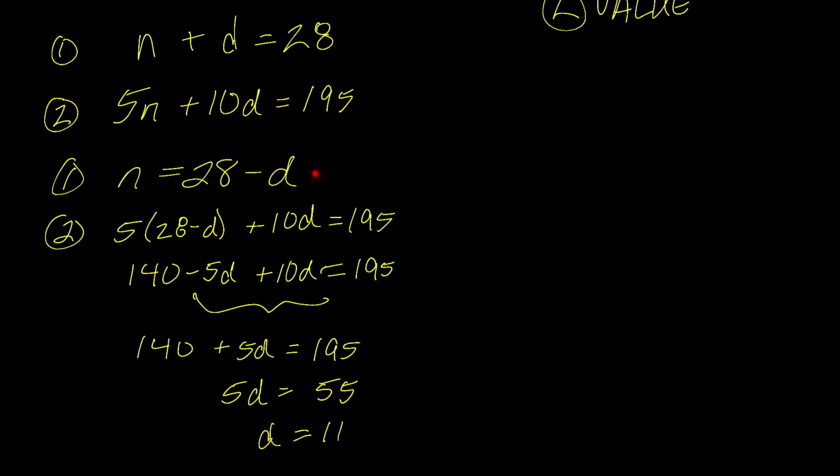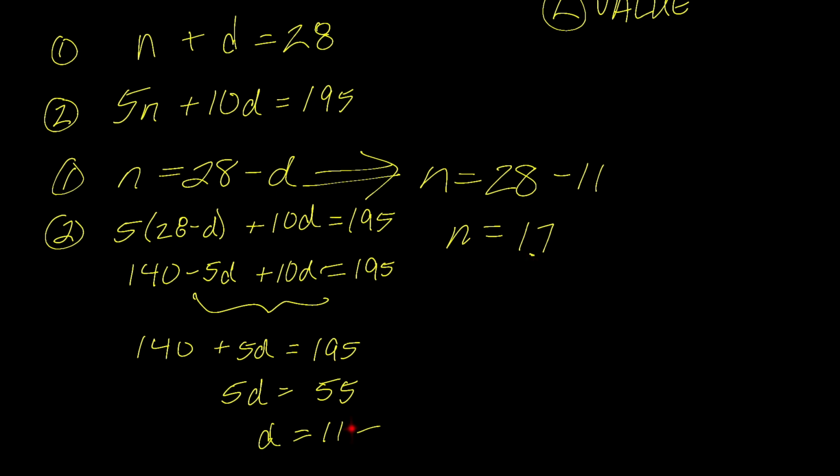So I could do mental math, or I could come back up here to equation number 1 and say, all right, let's go ahead and substitute my 11 from down here in place up here. So I just took my 11 and I substituted it in place of D. So now I know that there are 28 minus 11, or 17 nickels. So 17 nickels, that's my pointer, 17 nickels plus 11 dimes. That gives us 28 coins.